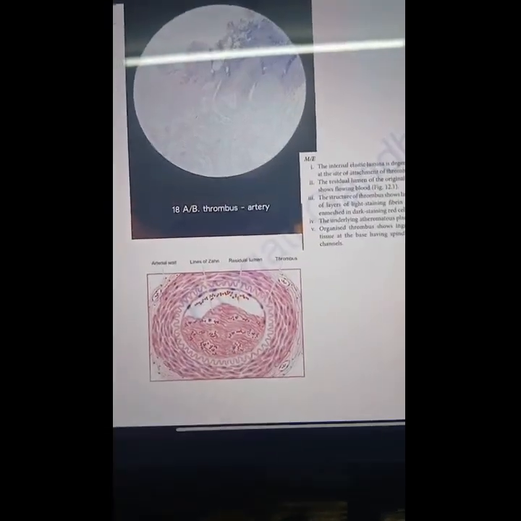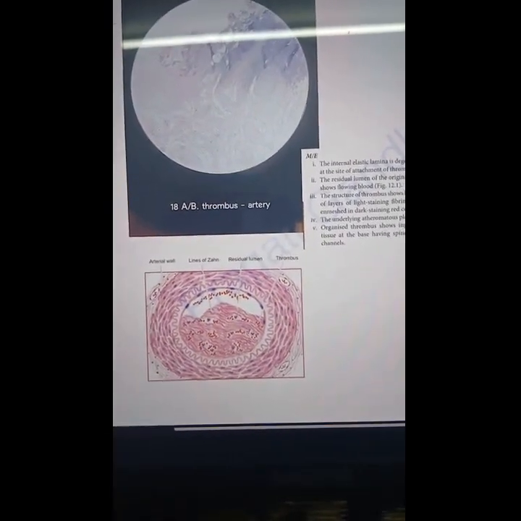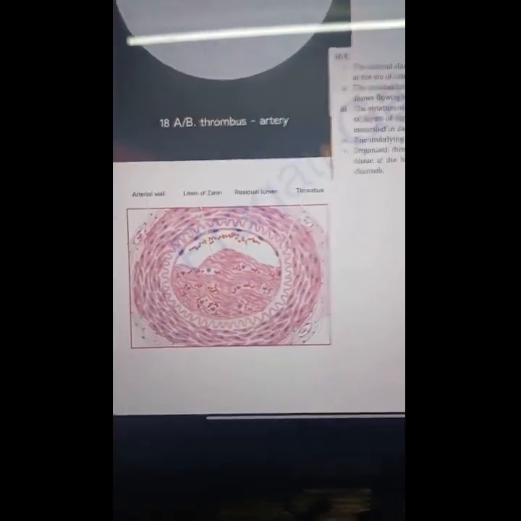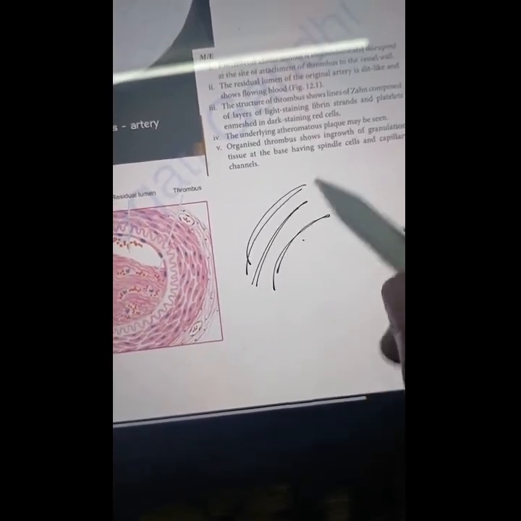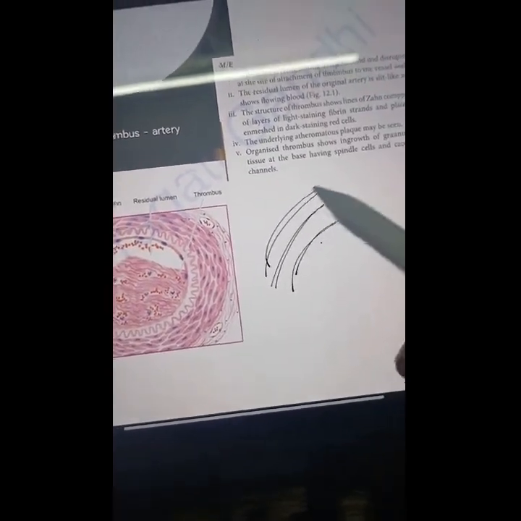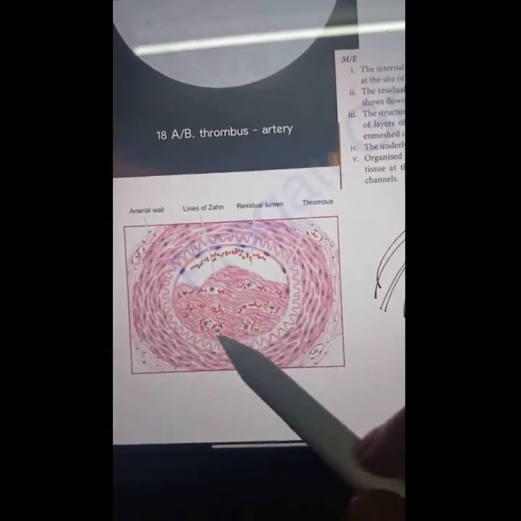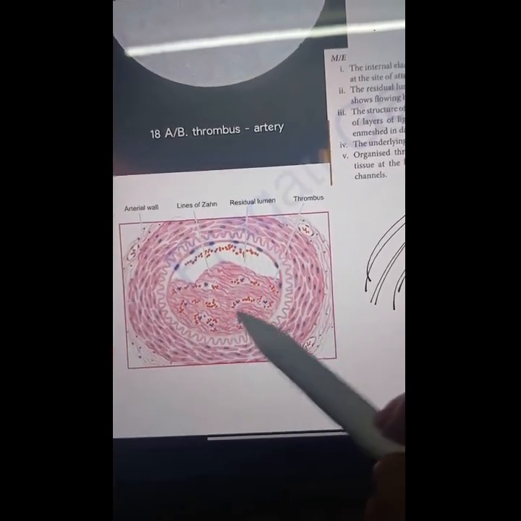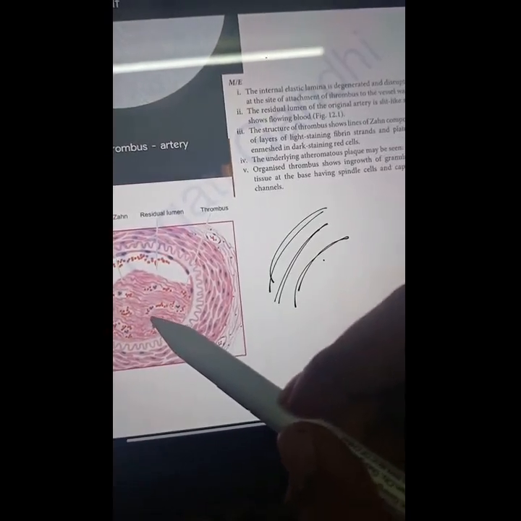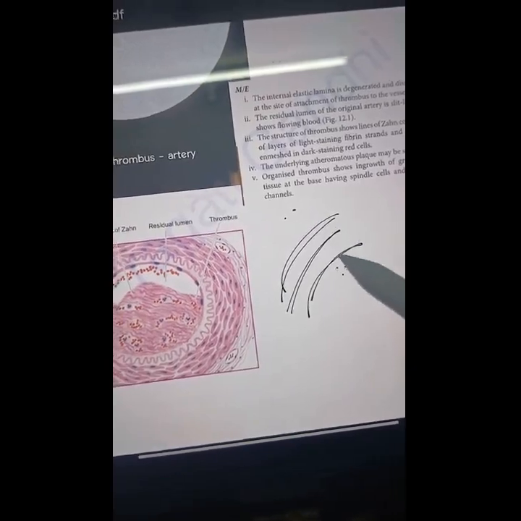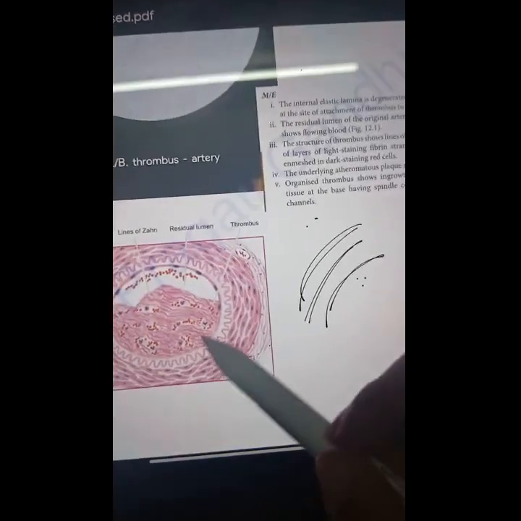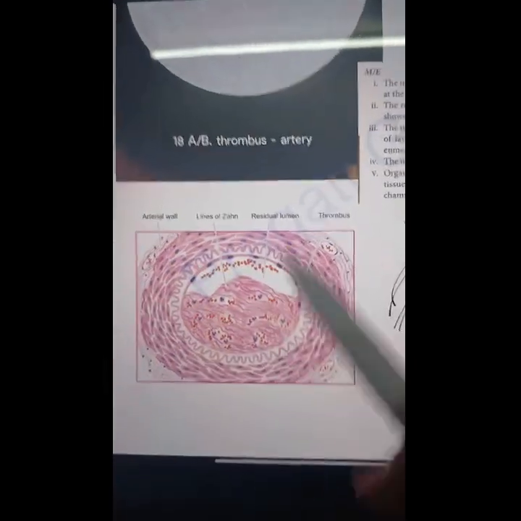Next is thrombus artery. In the thrombus artery, what are the important features? First, we know that an artery has three layers: tunica intima, tunica media, and tunica externa or adventitia. Basically, the tunica media layer has an internal elastic lamina and an external elastic lamina present between the layers. The internal elastic lamina is lost at the place where this thrombus is deposited.